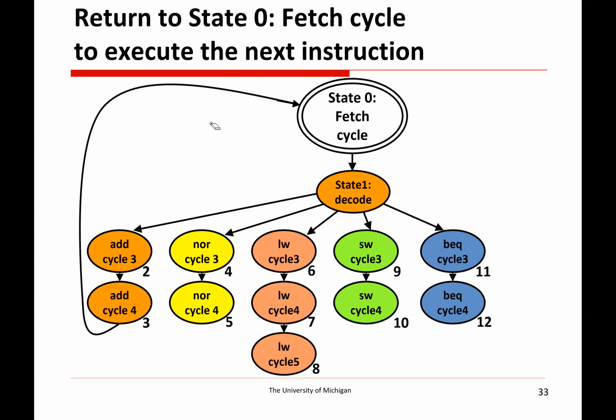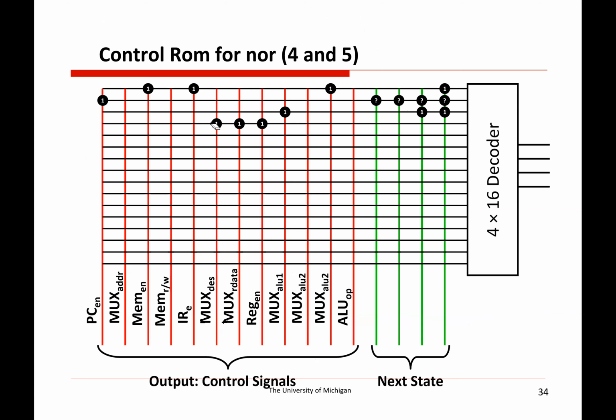Okay, so we do the fetch cycle again, and we do the exact same thing now. It doesn't matter what instructions we did before. We've already figured out how to do the fetch cycle, so that's all we need there. So let's just think about NOR. How would NOR be different? So that's going to correspond to this state here.